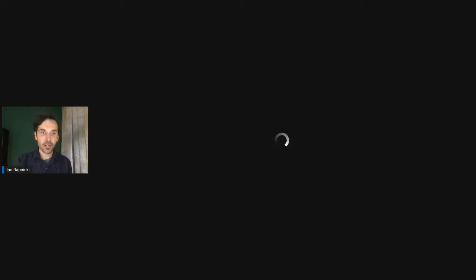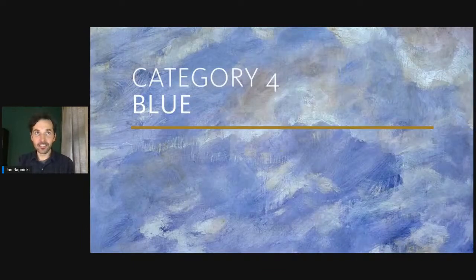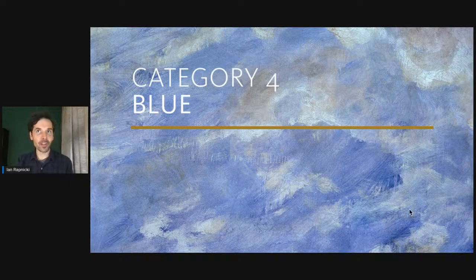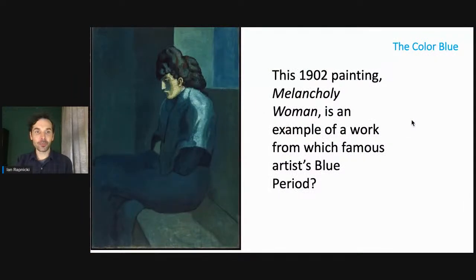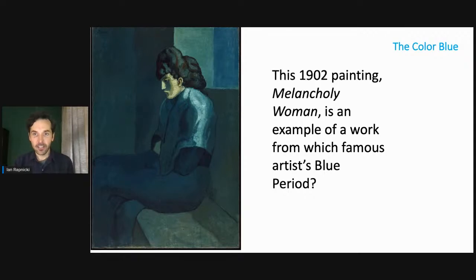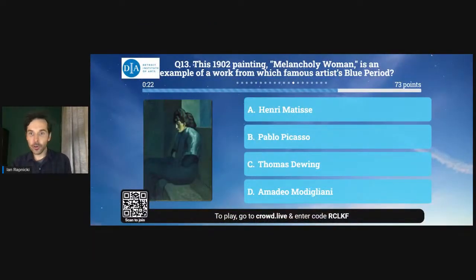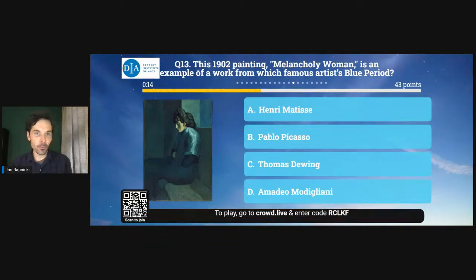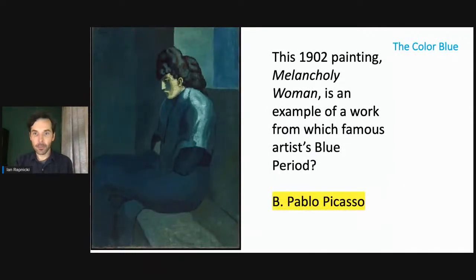Next category is blue artworks that in some way relate to the color, or blue in some other way. We'll find out. Get a little teaser there for the next question, but it is this 1902 painting, Melancholy Woman, is an example of a work from which famous artist's blue period? Is it by Henri Matisse, Pablo Picasso, Thomas Dewing, or Amadeo Modigliani? And the correct answer is B, Pablo Picasso.